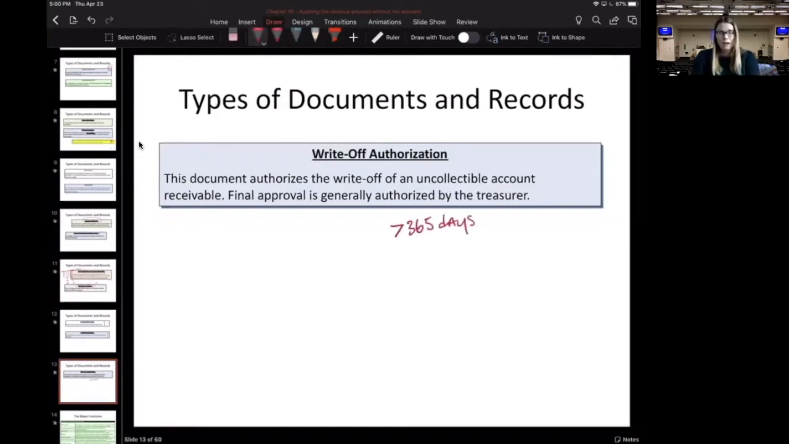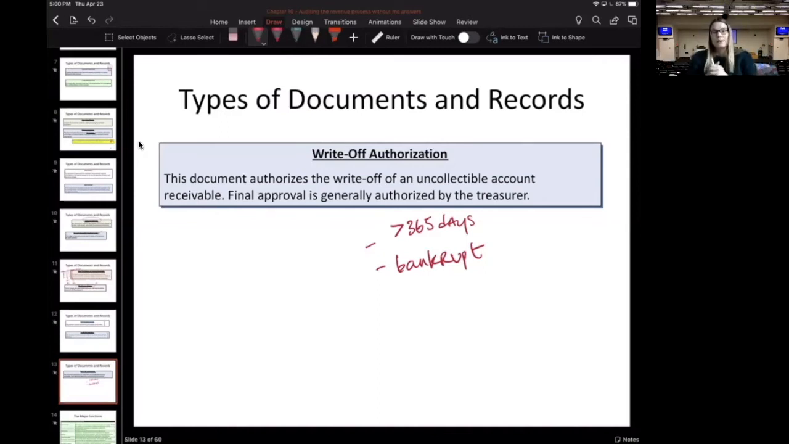Or we could say over 365 days is one reason why you might write something off. It could also be that you know for a fact that the company that owes you money has gone bankrupt. That's another great reason to write off AR, because you know for sure that it is never going to be collectible.